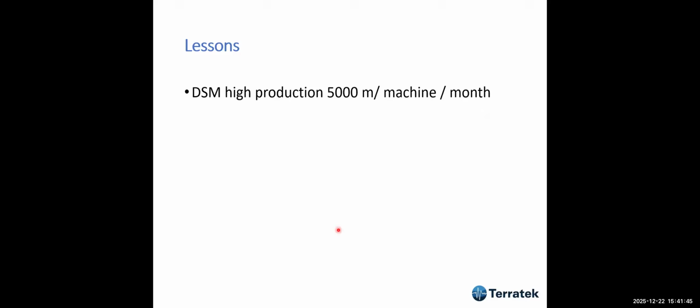And the lesson we have from this project was, first of all, the DSM production machine is about 5,000 meters or 6,000, between 5 to 6,000 meters per machine per month. So this was great as compared to other methods. For instance, piles and embankments takes much longer time.